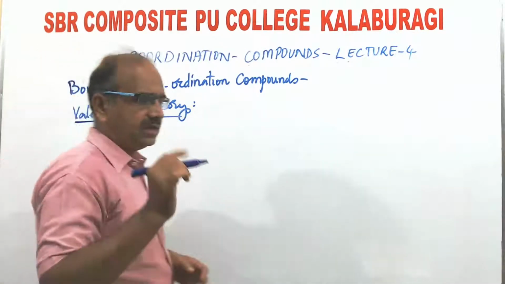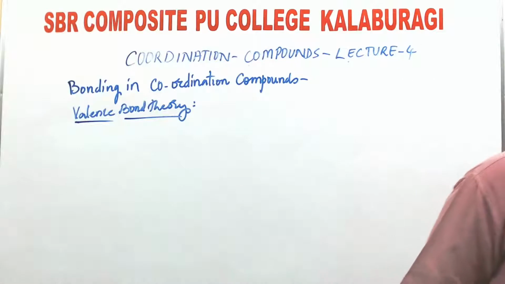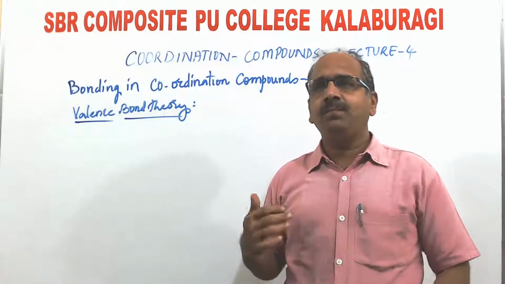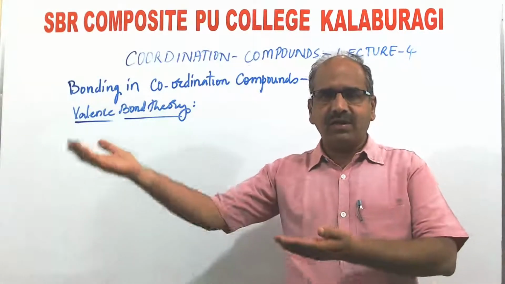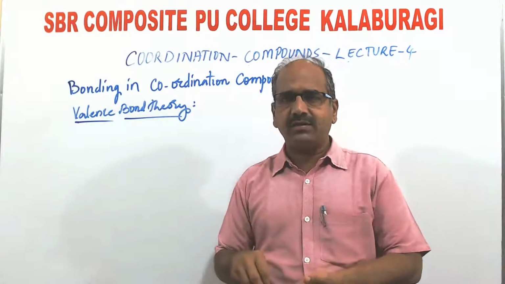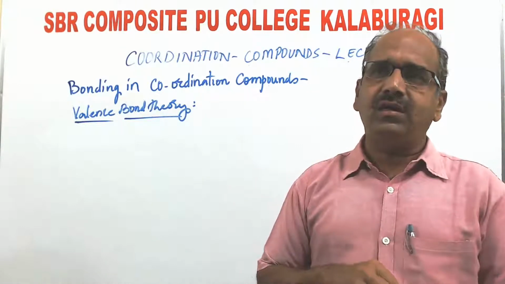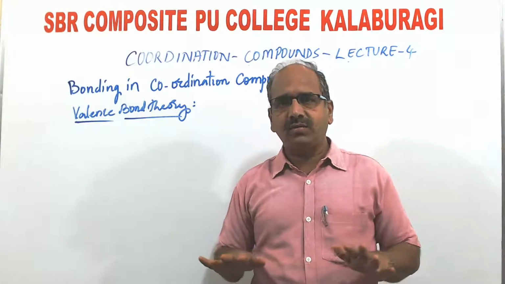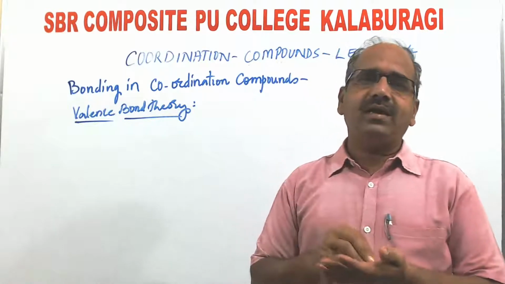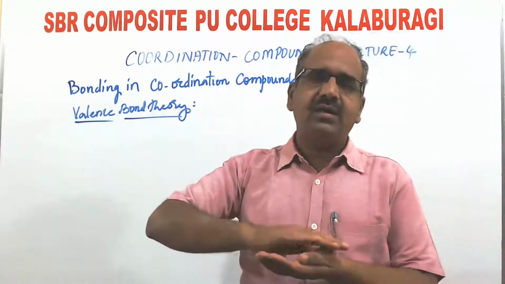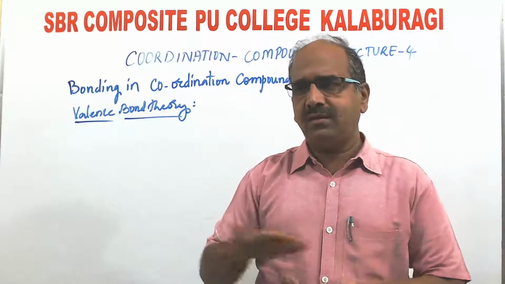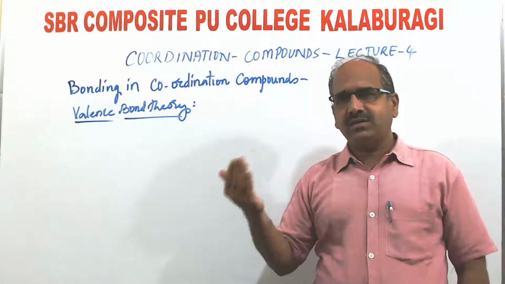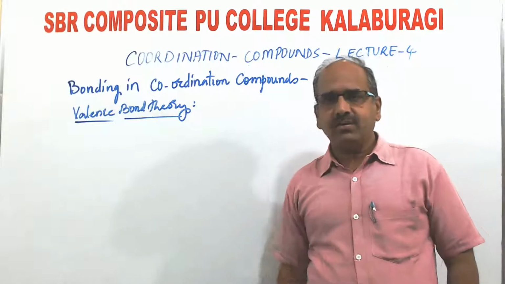Once again, valence bond theory. According to this theory, metal atoms or ions make available the orbitals for the ligands to donate the electrons in those orbitals. And if it is not properly available, then it will be hybridized in the metal atom. Hybridization will make available the space for the electrons of the ligands to occupy the metal's orbitals. Depending upon the type of hybridization, the structure and the magnetic property are decided.